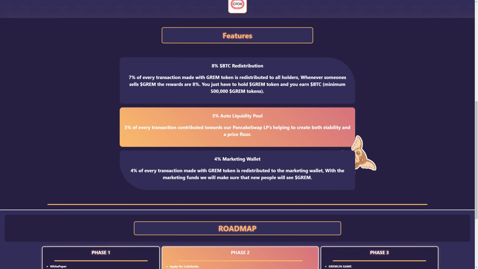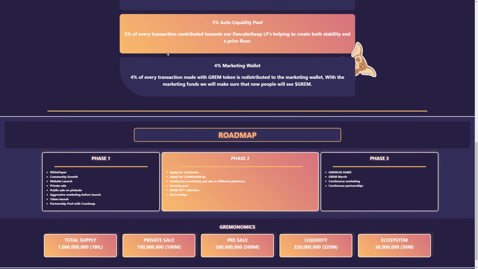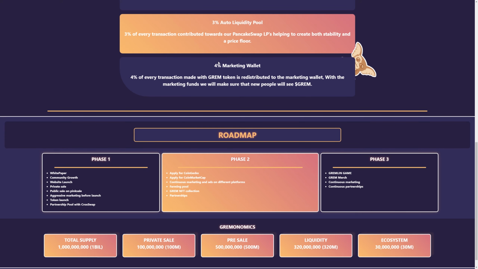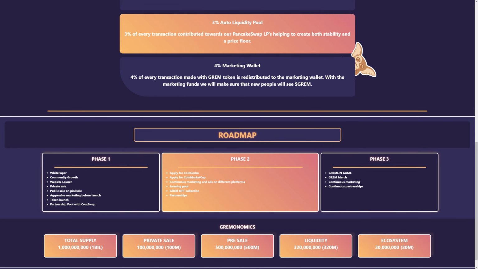3% auto liquidity pool, which is good, right? 3% of every transaction contributes towards our PancakeSwap liquidity pool to help create both stability and a price floor. So they've got a plan for that. And 4% marketing wallet. 4% of every transaction made with Grim token is redistributed to the marketing wallet. With the marketing funds, we'll make sure that new people will see Grim. And they have been taking effective steps towards that because their marketing has been really good so far.